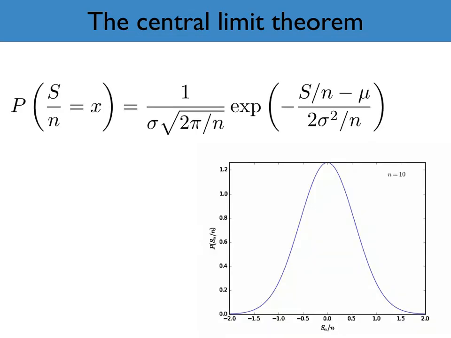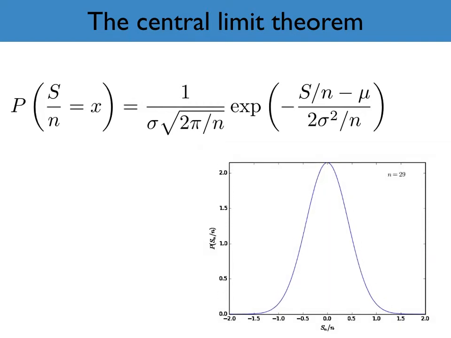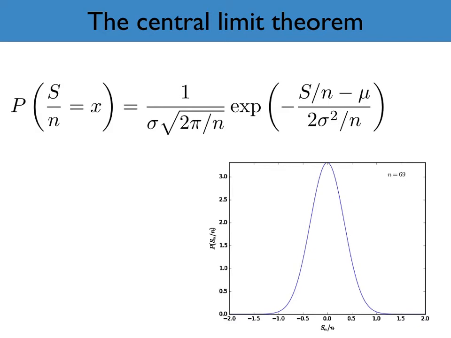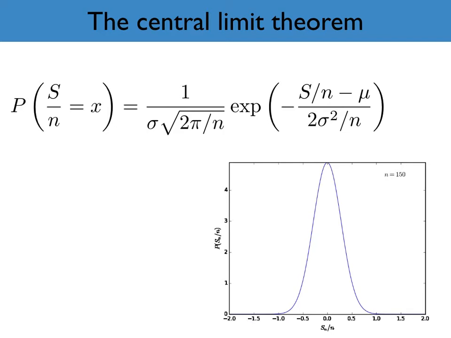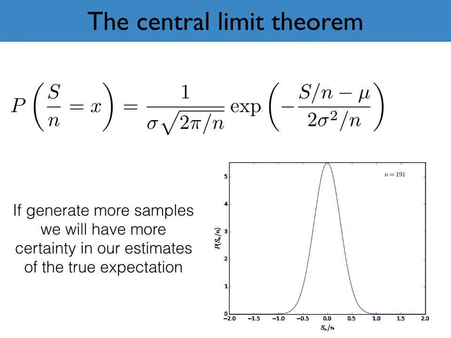Furthermore, on this slide you'll also see a plot of this function. The function is peaked around the true mean, mu, which I have set equal to 0 in this figure. Furthermore, the width of the function is related to sigma over the square root of n. This second fact tells us a rather nice new fact about the central limit theorem. As n, the number of samples we take, increases, the distribution for S over n gets narrower. Consequently, as we increase the number of samples we take, we can have much more certainty in our estimate of the true expectation.